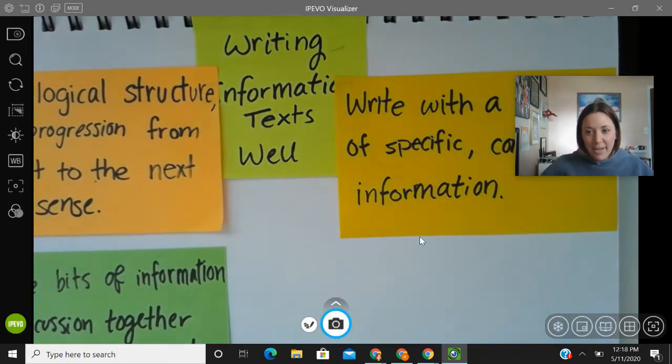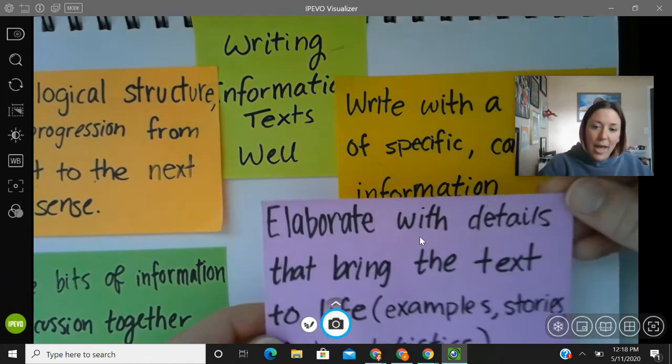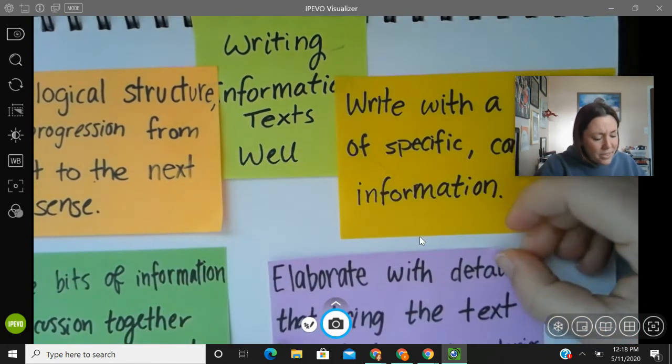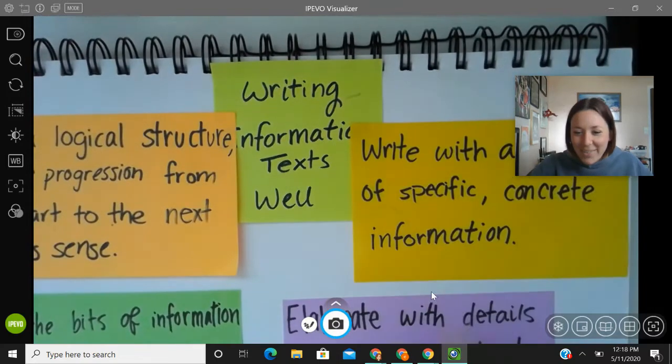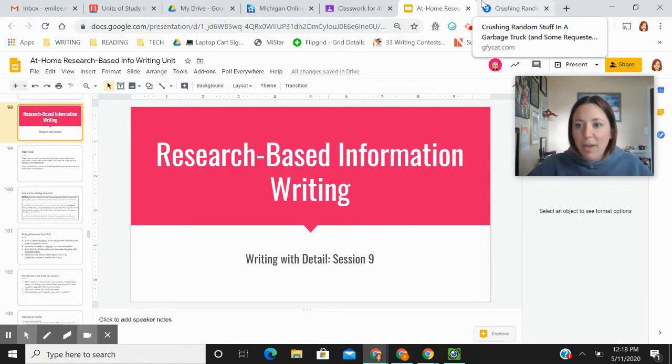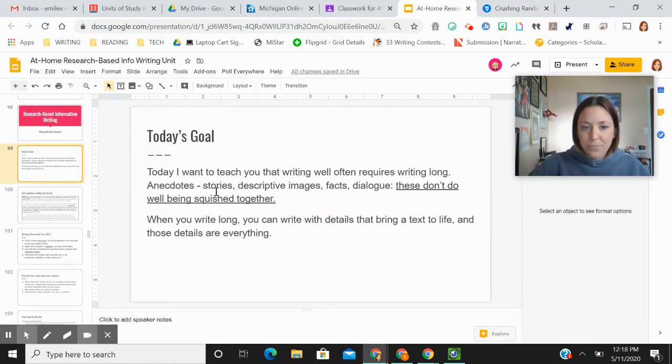Our next tip that we are going to focus on today is all about details, right? Elaborating with details that bring the text to life. And I'll talk a little bit more about that, but of course I want to use one of my favorite analogies. I want you to think about all of your information, right? When we're writing strong pieces of information, we're usually writing long, which includes a lot of text, a lot of information, a lot of specific examples.